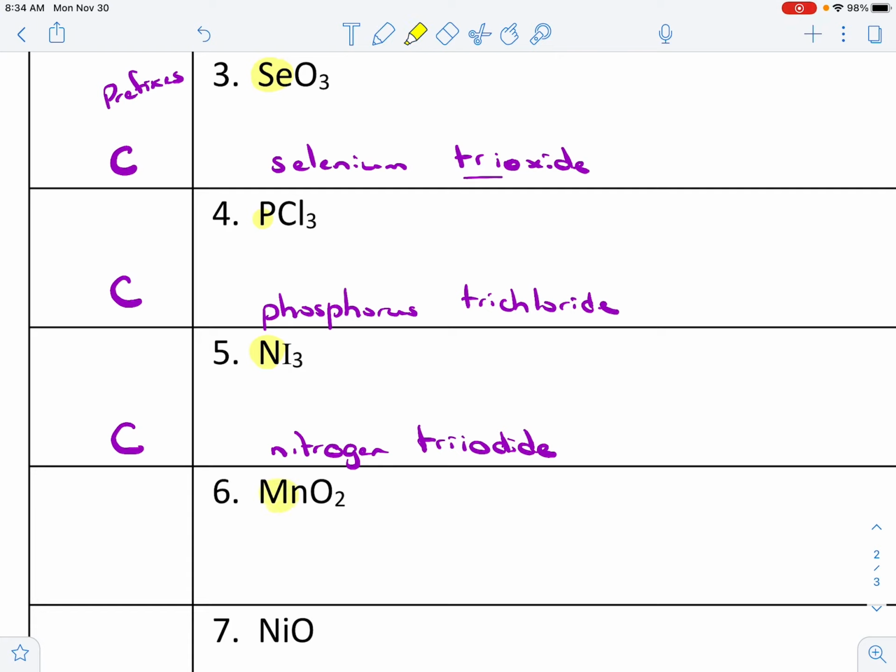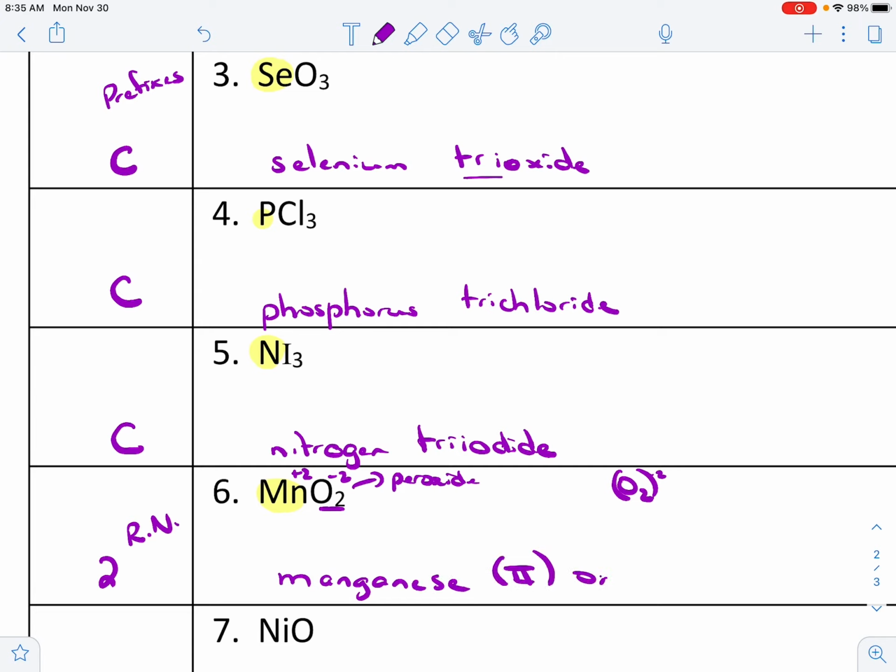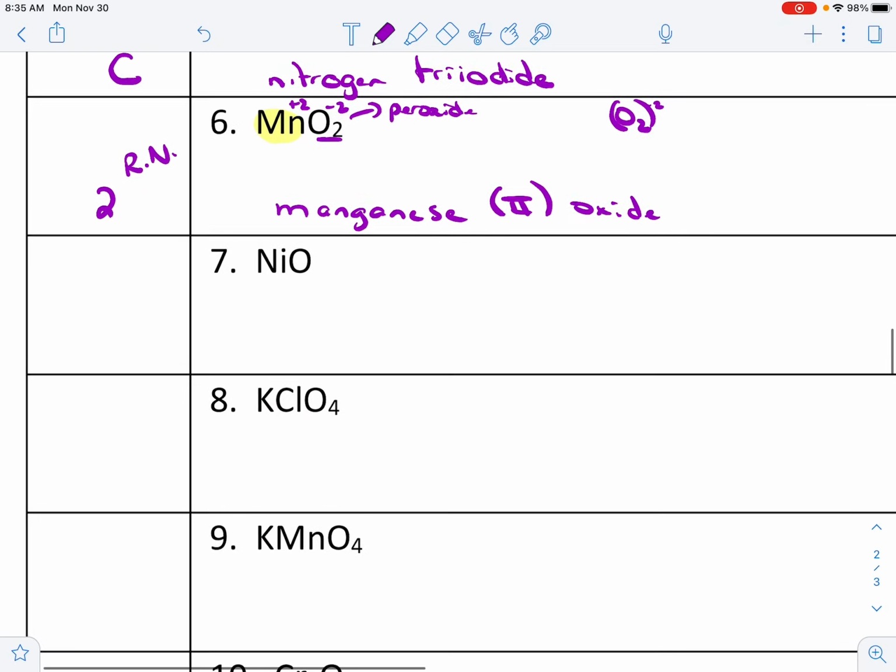Okay, so we see Mn. It's in the middle. It is type 2, which means we need those Roman numerals. And then we see O2 and we think peroxide, remember we talked about that? So this is peroxide. And if each peroxide is -2 and I only have one peroxide, that whole O2 is -2. So Mn has to be +2, so we're going to say manganese 2 oxide. Okay, let's keep rolling here.